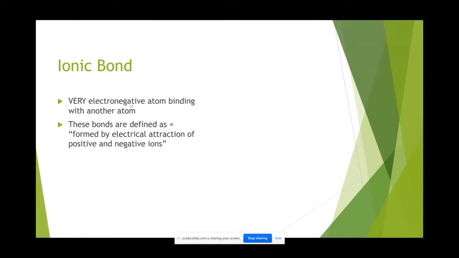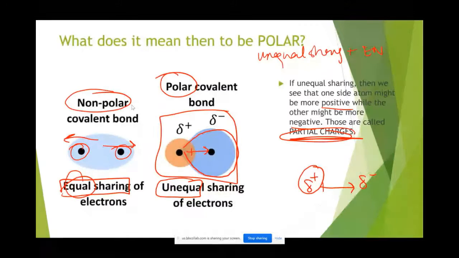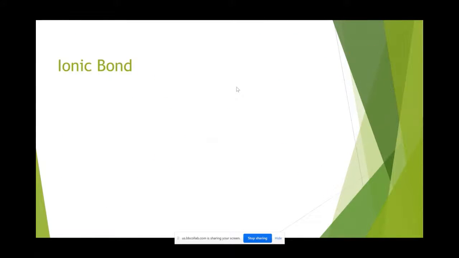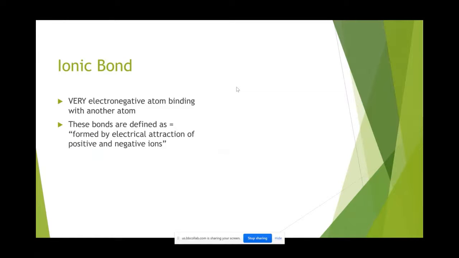Ionic bonds. We talked about electronegativity, but when something so electronegative is binding with another atom, with covalent bonds, it's usually a nonmetal plus a nonmetal, and it can be either nonpolar covalent or polar covalent. You can get either one of those two, but it's usually nonpolar. When you talk about ionic bonds, my friends, you're usually talking about a metal plus a nonmetal.